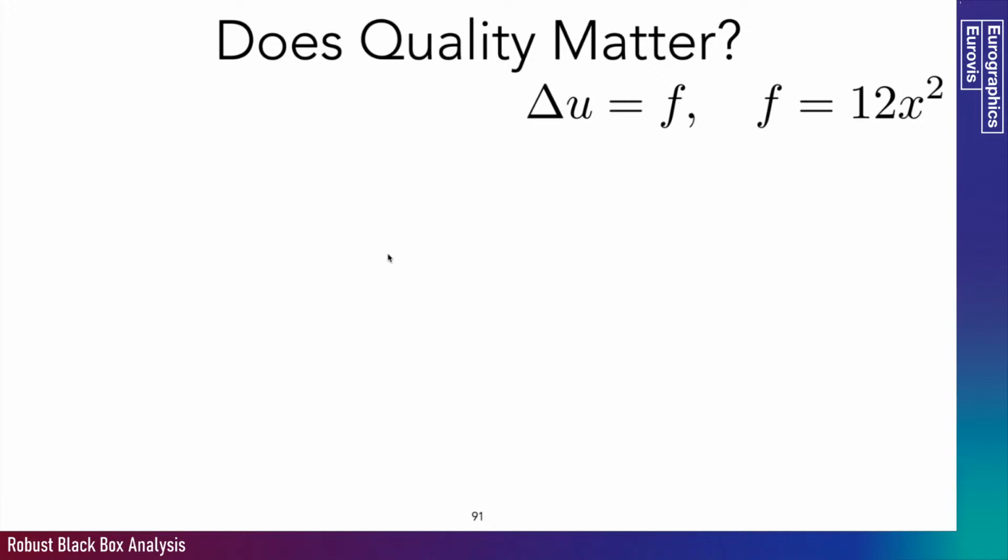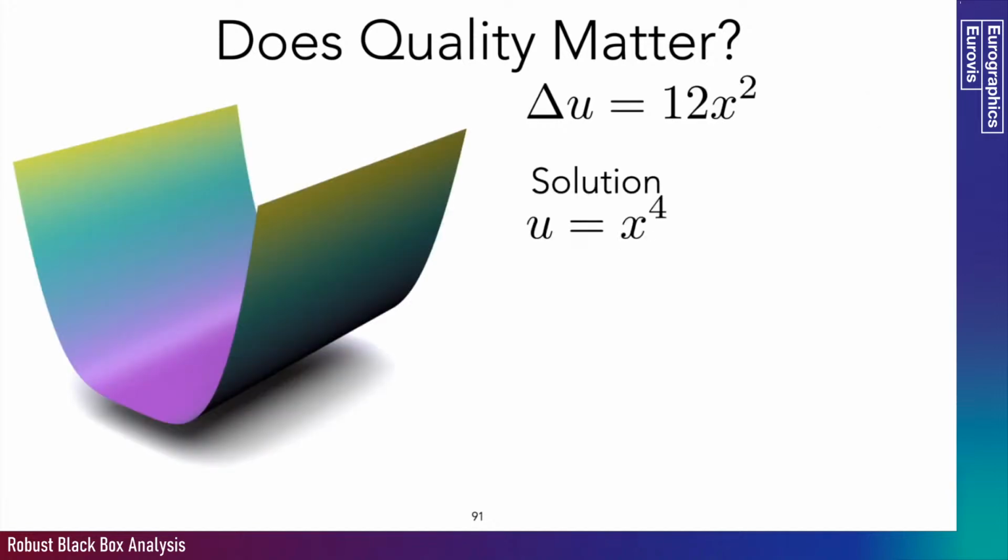Before going there, the big question is, does it really matter? Do we really need to have these perfect meshes, or is the simulation really not affected? For this, I will just pick a super simple PDE, which is the Laplacian of u equal to f, with f equal to alpha x squared. For this simple PDE, the solution is just u equal to x to the 4, which is just this glorified parabola plotted here.